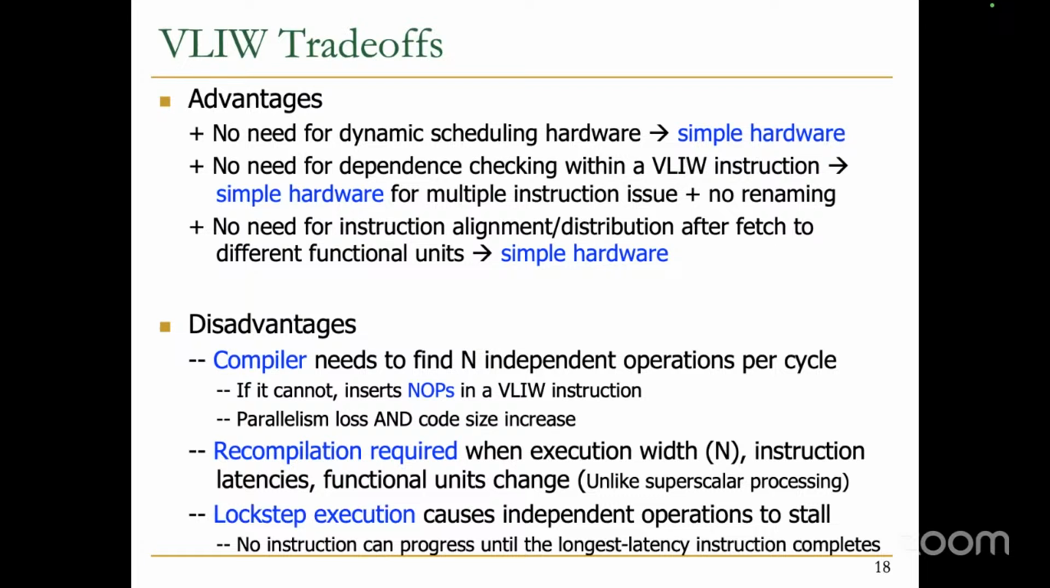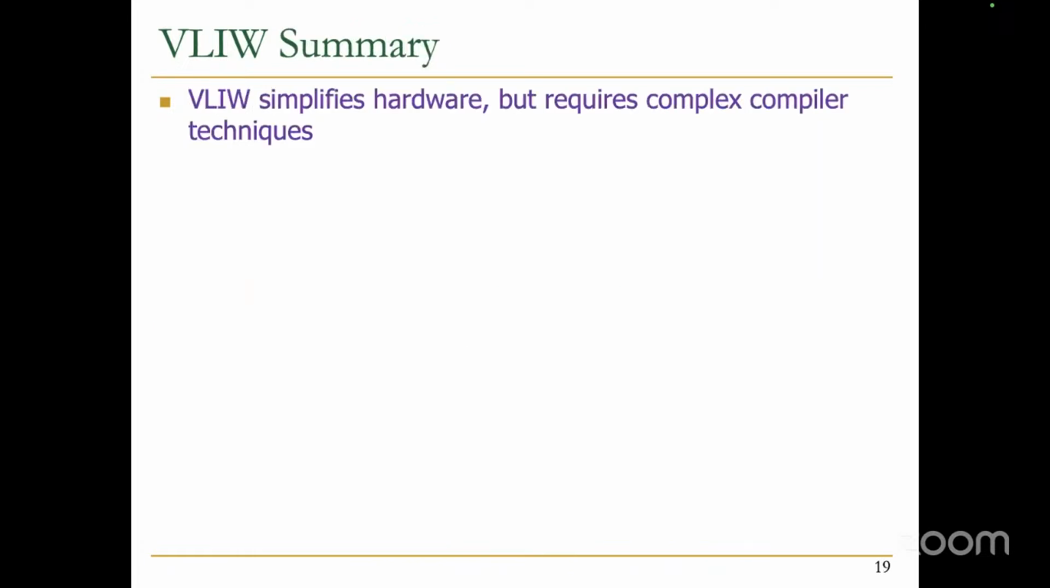Okay, and then the lockstep execution. This caused independent operations to stall, as we discussed. As a result, no instruction can progress until the longest latency instruction in a bundle completes. And if that's a load, you're in trouble, because the load may be taking hundreds of cycles. So these are the big disadvantages that unfortunately hurt the VLIW paradigm. As a result, it wasn't successful in the general purpose domain. So today you don't see a lot of general purpose processors that are VLIW. All of them are out of order superscalar. But in other domains, it was very useful, and we will see what those are quickly.